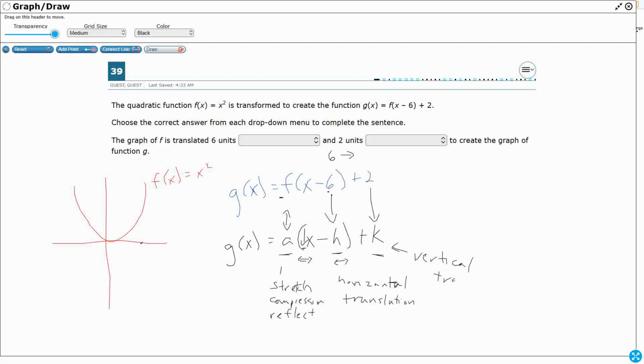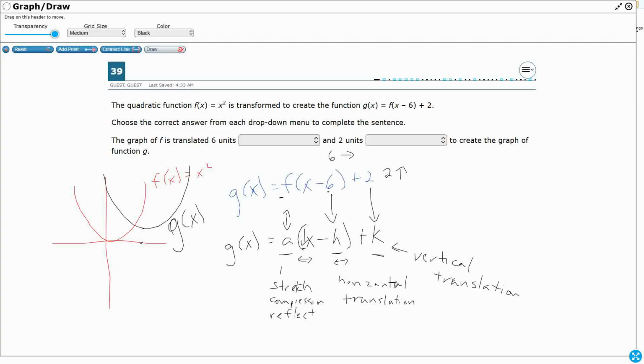And if it's positive, it's moving up. If it's negative, it's moving down, and it is moving up. So we would do it like right here, right? So then I would think that our g of x right here is going to look something like this. So it shifted 6 to the right.